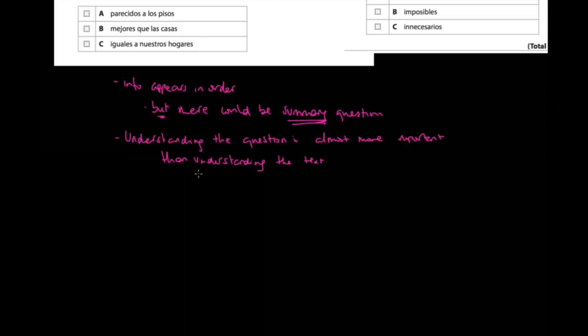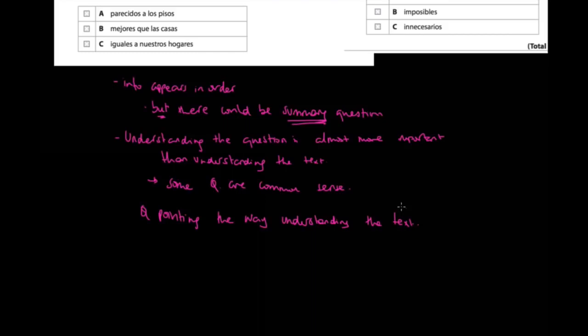Well, if you understand the questions well and you struggle a bit with the text, some of the questions, especially in this case, are a bit of common sense. I'm not saying it's going to happen every time, every single question, but for some of the questions, if you understand them well, it doesn't really take a lot to answer them. So do focus a lot on understanding those questions really, really well. Also, the questions are pointing or signposting the way for understanding the text. The questions sort of summarize, in simpler language than the text, what the text is about. So if you understand them well, there's more chance that you will understand the text well.